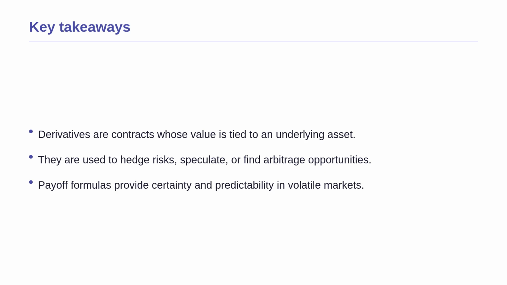We have covered a lot of ground today, so let us summarize the most important ideas. First, remember that a derivative is simply a contract whose value is tied to an underlying asset, whether that is a forward, future, option, or swap. Second, these tools are essential for modern business. They allow individuals and corporations to manage their financial exposure by hedging against risks, speculating on market movements, or finding riskless arbitrage opportunities. Finally, by understanding the basic mathematical payoff structures, you can see exactly how these financial instruments provide certainty in an unpredictable world.